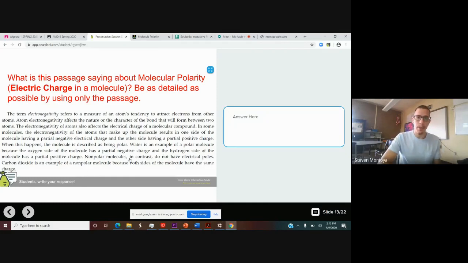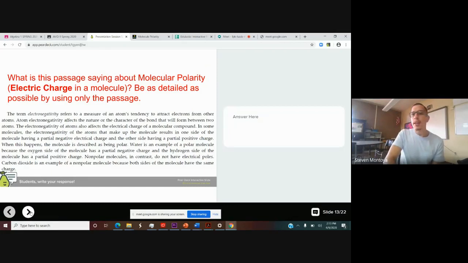So as you're reading this paragraph, think about if it mentions charge in a molecule, there is going to be molecular polarity. Okay, be as detailed as possible by only using the passage. So if it talks about charge, it's also talking about molecular polarity. And if it's talking about polar molecules or non-polar molecules, it's talking about molecular polarity. All right, that word polar is inside polarity.